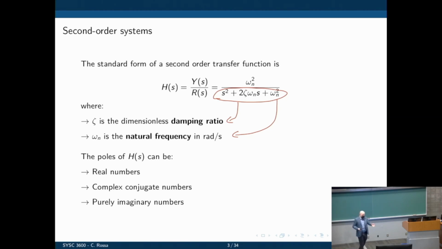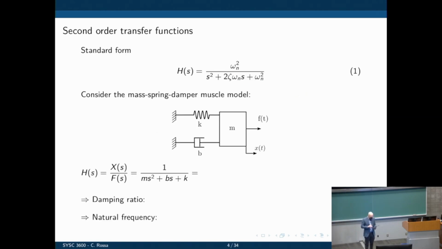Now, because you have a second order system, we can equate this to 0 to find the roots of this polynomial, which are the poles of the transfer function. And now we know that this second order transfer function can have real numbers as poles, can have complex conjugate numbers, so have both an imaginary and a real component, or it could be a purely imaginary pole. How does that now affect the time response, as you're going to see?